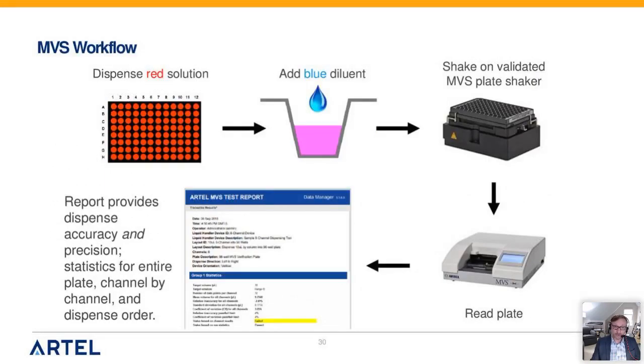This is the basic workflow. You dispense your red solution, if you look in the upper left-hand corner, and then you move over to the right, you add your blue diluent. There's a mix on the validated shaker, and then there's a plate read. Again, we look at the two wavelengths, and then there's a report set up. And what's nice about this is it'll provide dispense accuracy and precision. It'll give you statistics for the entire plate. You can do channel by channel, and then dispense order. So depending on the information that you're interested in, you can extract it out. So it's very easy. It's a couple-minute read.